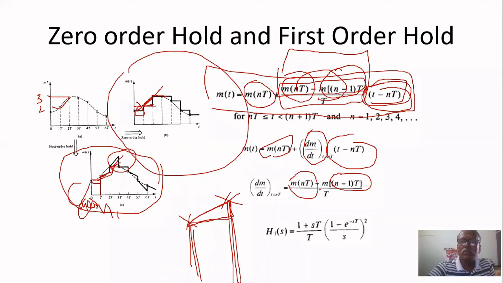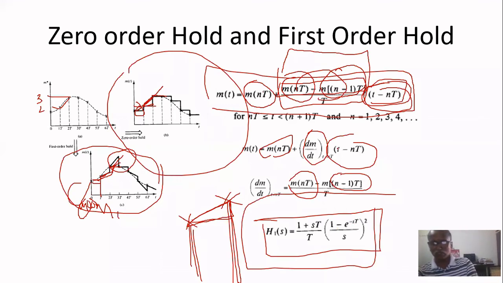This is the slope multiplied by t minus nT. If you take the Laplace transform, you will get (1 plus s tau) divided by tau, multiplied by (1 minus e power minus sT divided by s) whole squared. So this is the transfer function for first order hold.